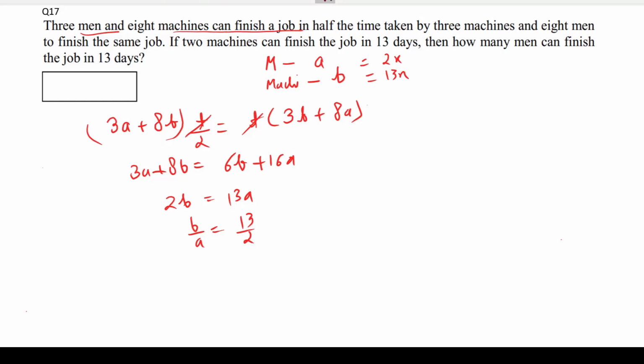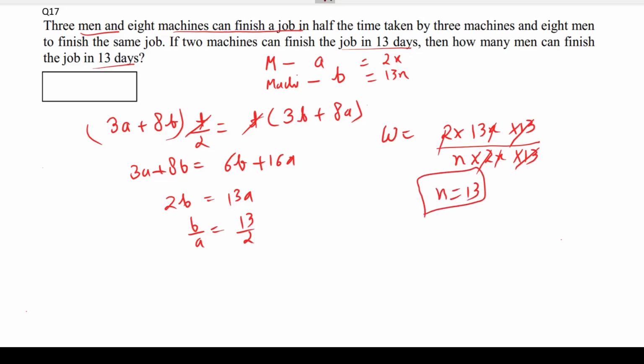Now if two machines can finish the job in 13 days, so work will be two machines times 13 days. So this is the work. Then how many men can finish the job in 13 days? So number of men n times 2x in 13 days. So this cancels, n equals 13 will be the answer.